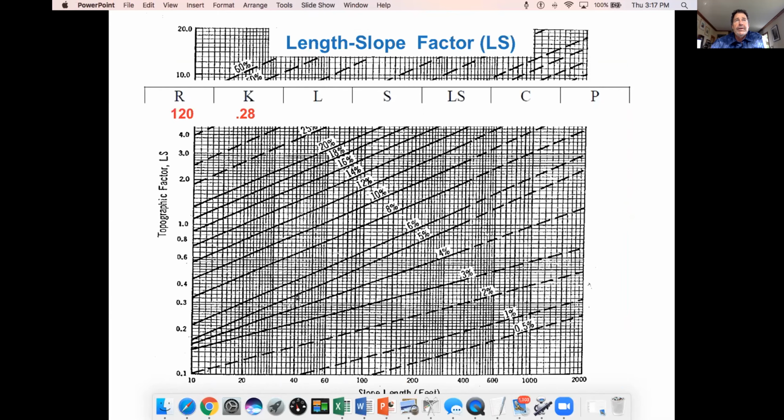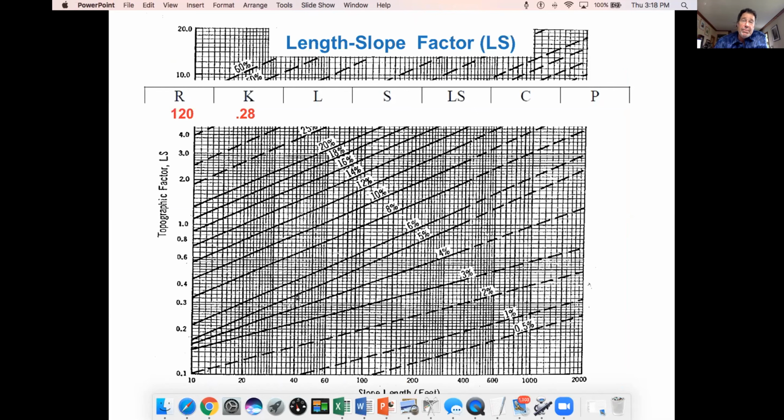Now, the next thing we're going to look at is what's known as the LS factor. It's known as the length-slope factor. And so you need both the length and the slope. So what is the length I gave you? Do you remember? On the problem? 200 feet. And what was the slope? 5%. Okay, that's just the hypothetical.